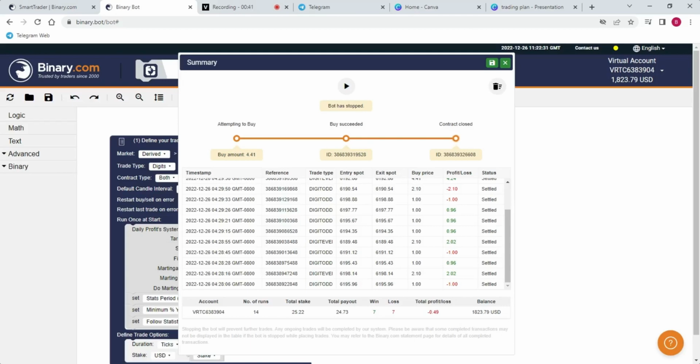So I want to show you that particular trick so that you understand. I'll show you two ways in which you can use Evenodd bot and try to earn some money online using binary bots.